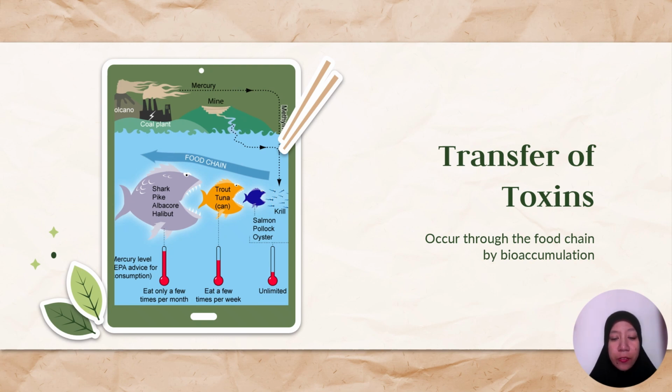Next, transfer of toxins. It can occur through the food chain by bioaccumulation. Animals that consume plastic, especially marine life, may also ingest toxic chemicals that are absorbed by the plastic. These toxins can accumulate in their bodies and transfer up the food chain, potentially affecting human health as well.